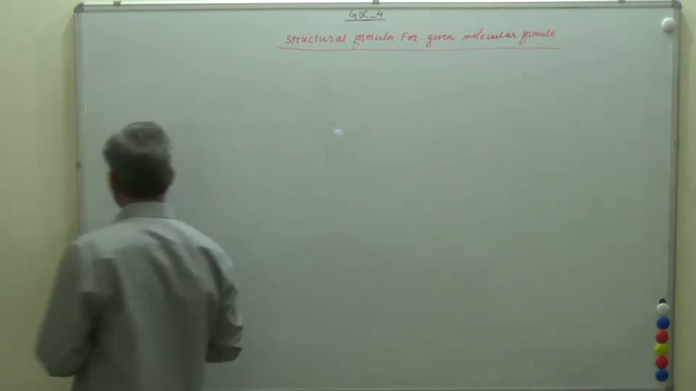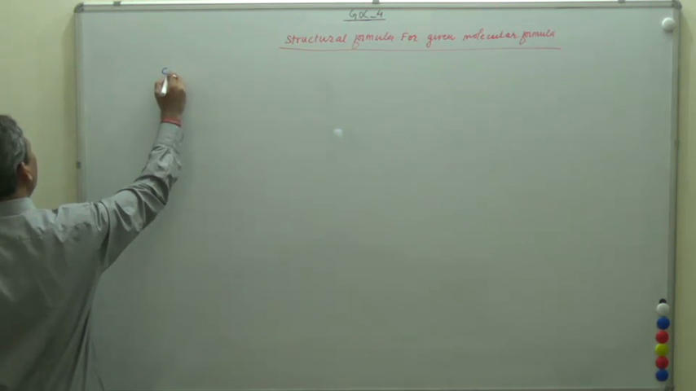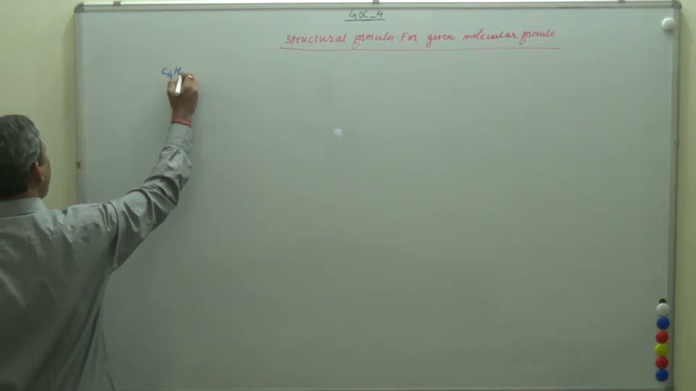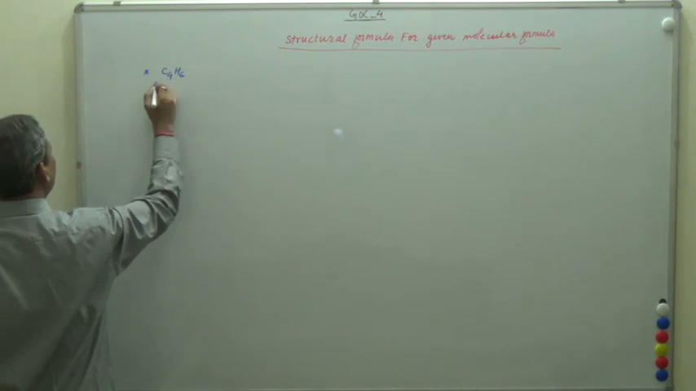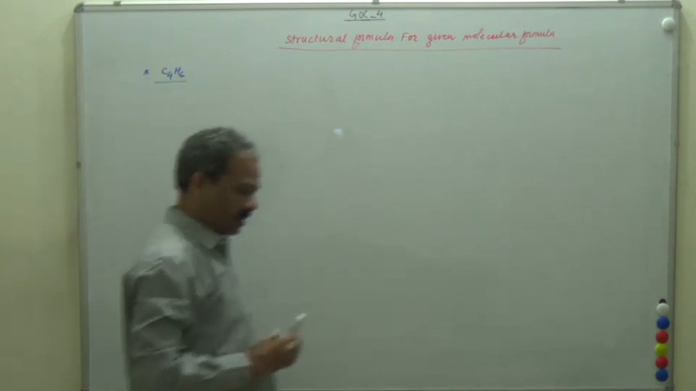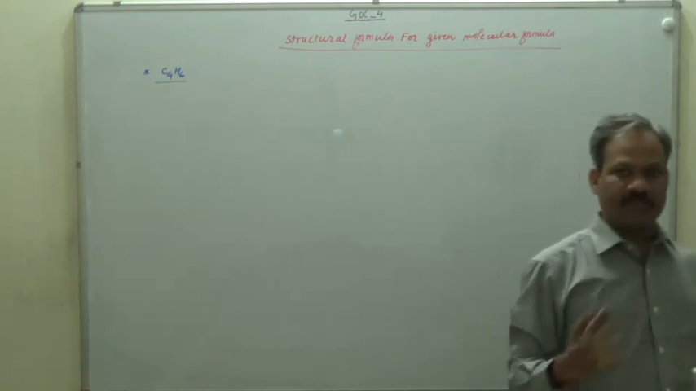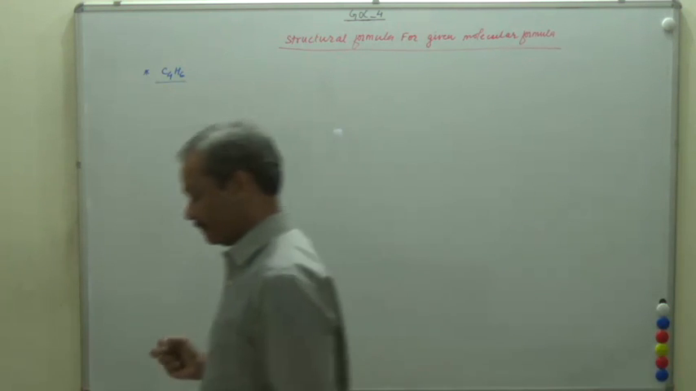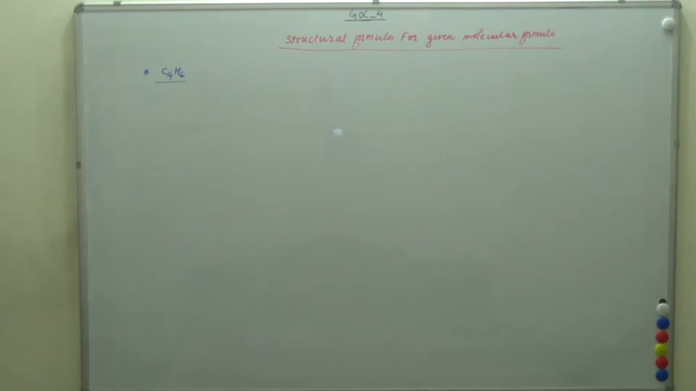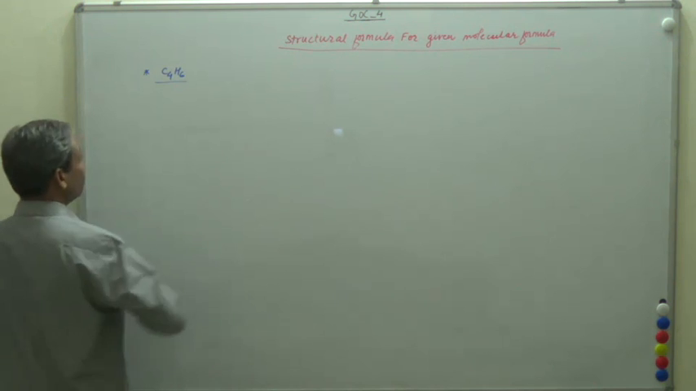Suppose C4H6 is given as a molecular formula, and we have to identify all possible structural formulas for this molecular formula. So first of all, we have to determine the degree of unsaturation in this compound.